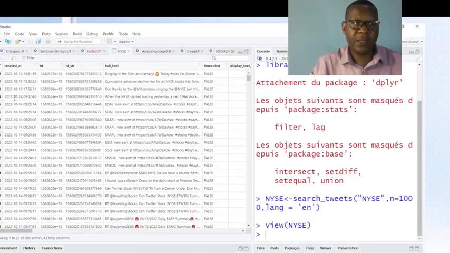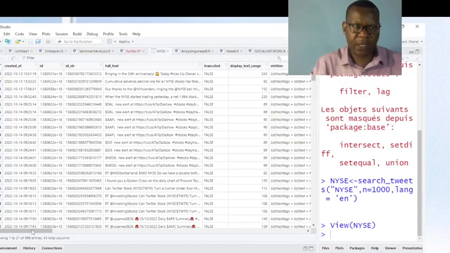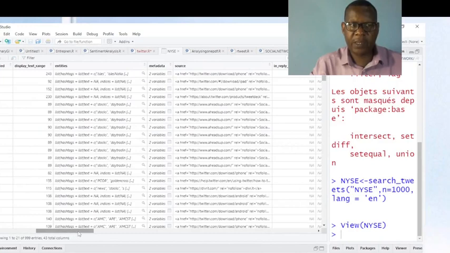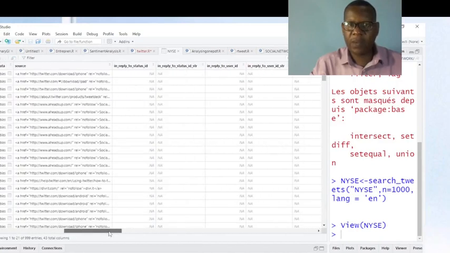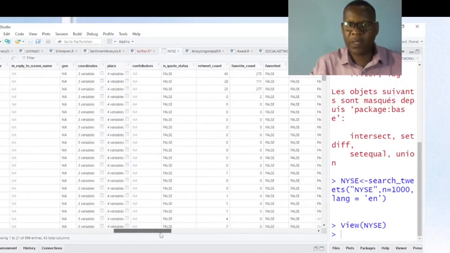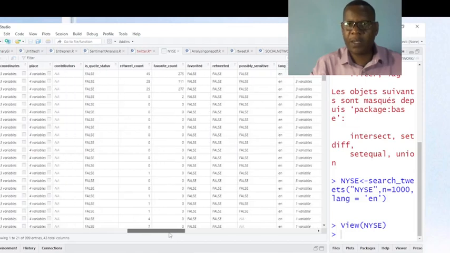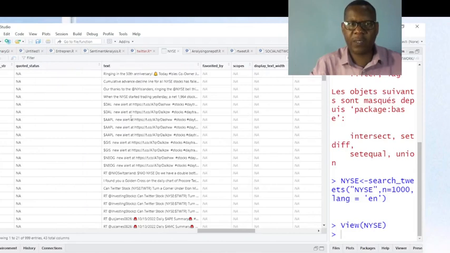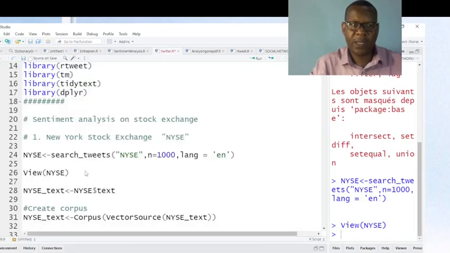As you can see, friends, now you see the time of creation of the tweets and so on. When you look, for instance, here, you can see some other information. Here you see there is some other information. And we are interested in getting text. That's why we collect this part on text. Okay friends, this is New York Stock Exchange sentiment analysis.